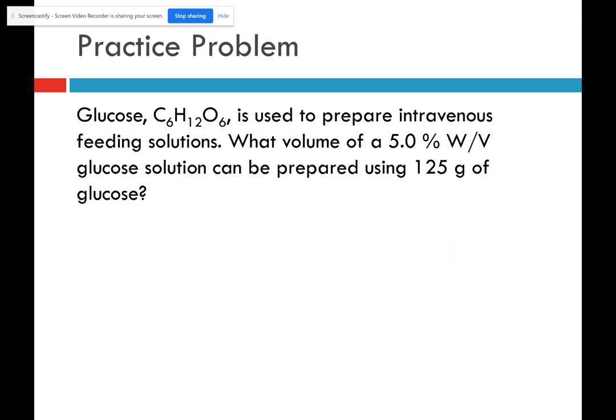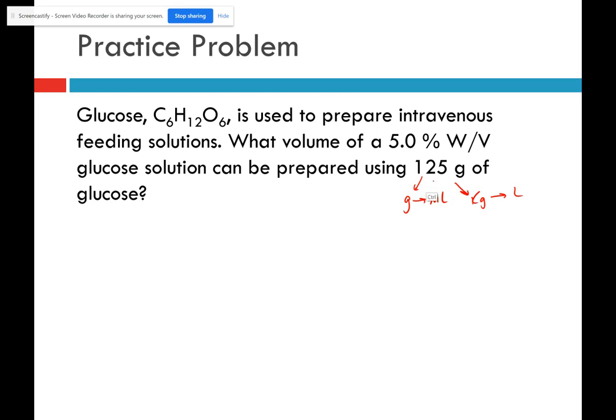Okay, so this says, for example, glucose is used to prepare IV feeding solutions. What volume of a 5% weight by volume glucose solution would be prepared using 125 grams of glucose? Now remember, if we put it in as grams, our volume is going to come out as milliliters because we know 1 milliliter of water weighs 1 gram. If we put it in as kilograms, our volume is going to come out as liters. So keep that in mind, okay?